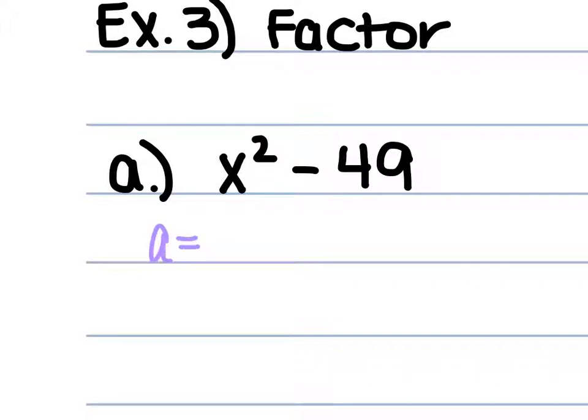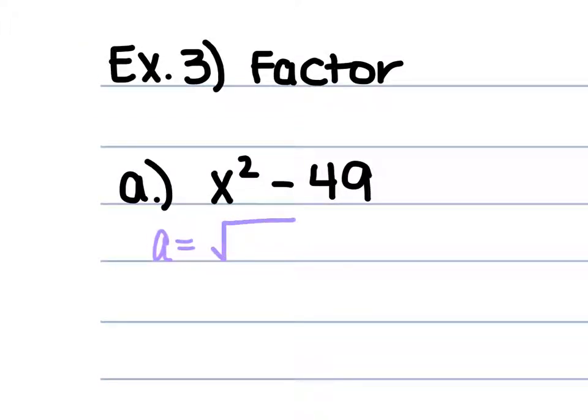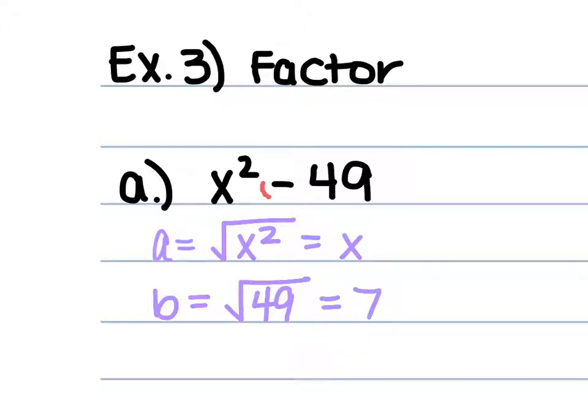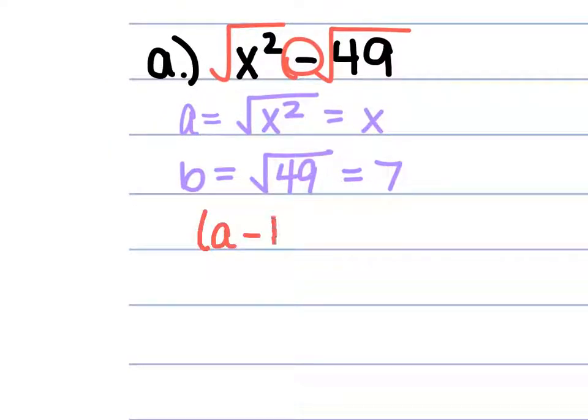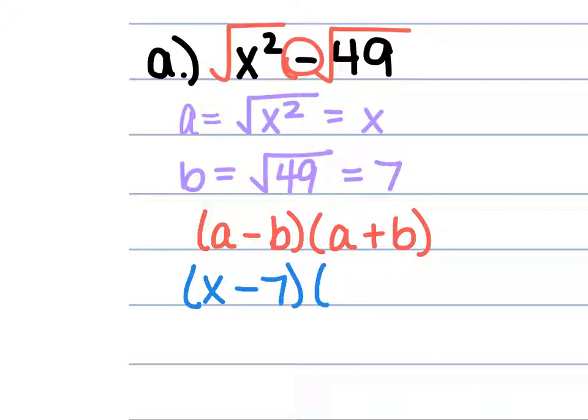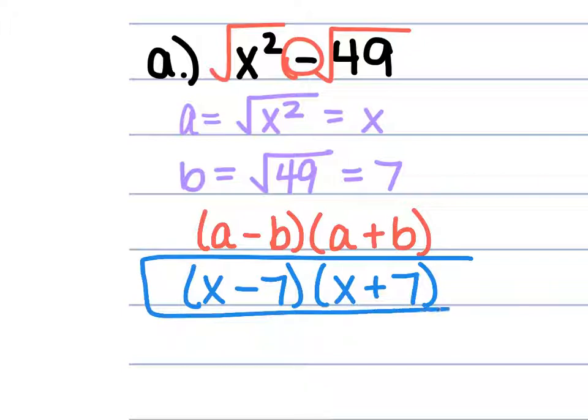So our a is the square root of x squared, which is x. Our b is the square root of that 49, which is 7. We have a negative between those two, so we can use the formula a minus b times a plus b. So substitute in your values. We're going to have x minus 7 times x plus 7. And we could actually write this as x plus 7 times x minus 7 as well. They're both the same thing. It doesn't matter the order, just as long as one's positive, one's negative.